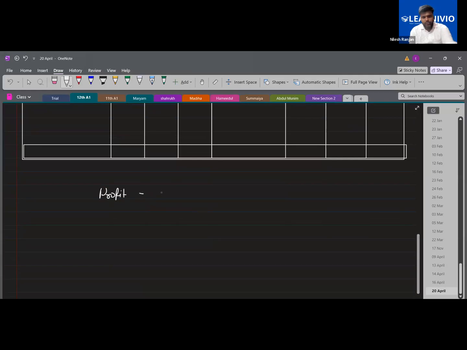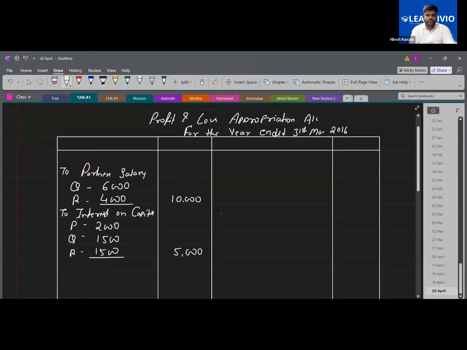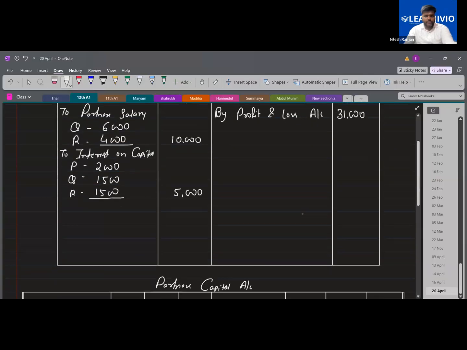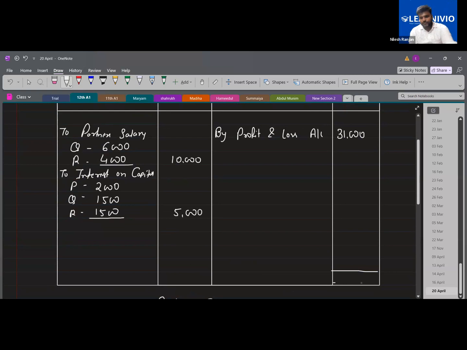Profit is 21,000 after deducting salary. So salary of partners will be added: Q 6,000, R 4,000. It will be added and the profit will be 31,000. So this 31,000 will go here on the credit side by profit and loss. Now from this 31,000, we will deduct these two. This 15,000 will be deducted and we will get 16,000.